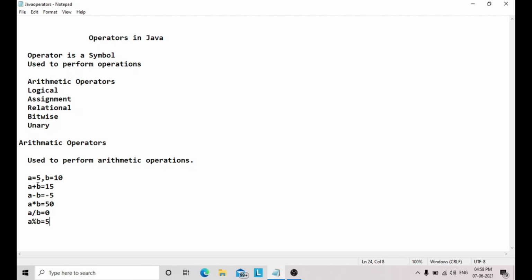a plus b is equal to 15, a minus b is equal to minus 5, and next a multiplied by b is 50, a divided by b is 0, a modulus b is equal to 5. These are the arithmetic operations we are performing in Java. That is it about arithmetic operations in Java.